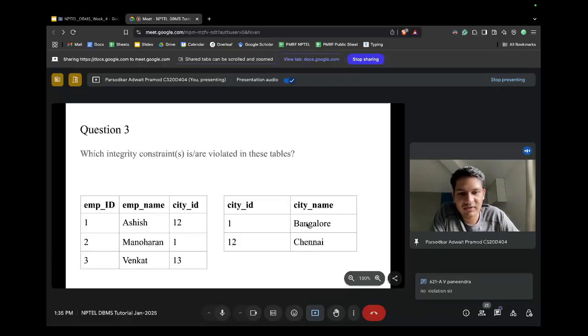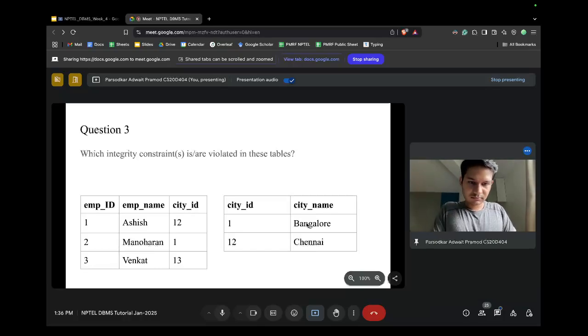Okay, so there's one answer which states that there's no violation. Okay, so there's indeed one violation over here. The first row has city ID equal to 12, which suggests that Ashish is from Chennai. The second row has city ID equal to 1, which suggests that Manoharan is from Bangalore. But then for 13, you don't have any entry in the second table. So you do not know where Venkat belongs to.